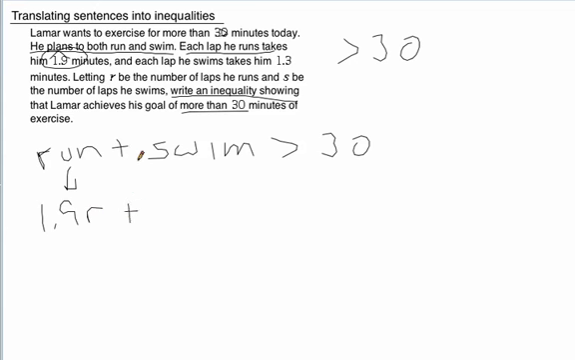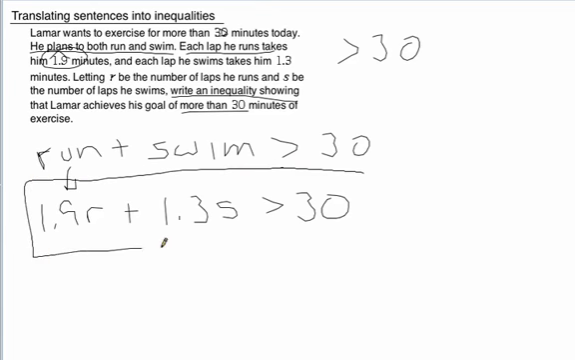Then we're going to do the same thing for swimming. If he swims, it takes him 1.3 minutes per lap. So that's going to be 1.3S, and then it's still greater than 30. And we don't have to solve this, because all it's asking us to do is translate the sentence into an inequality. So this would be our final answer.